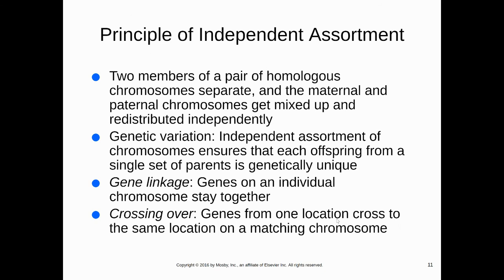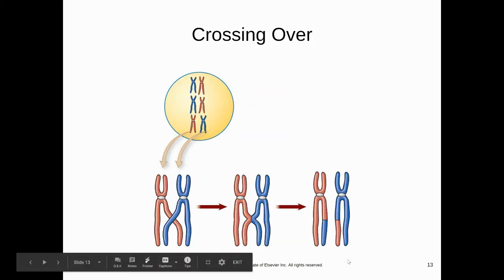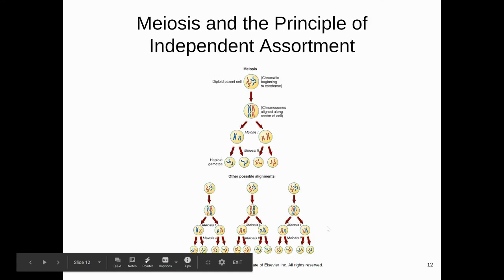Now, we can also have gene linkage, where genes on individual chromosomes may stay together because they're really close to each other. So you're going to have some genes that will be linked together. If you looked at it here, one gene would be coded here and another gene would be coded here. Because of how close they are, they're going to stay together.